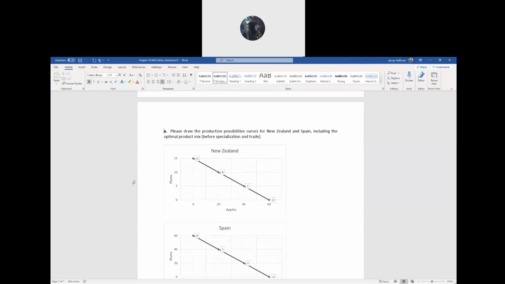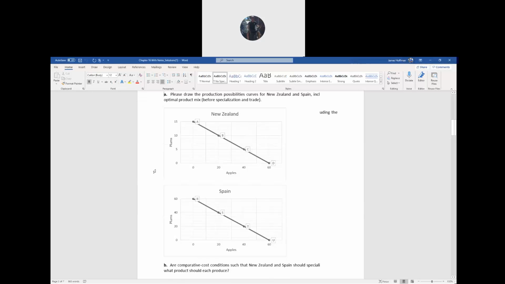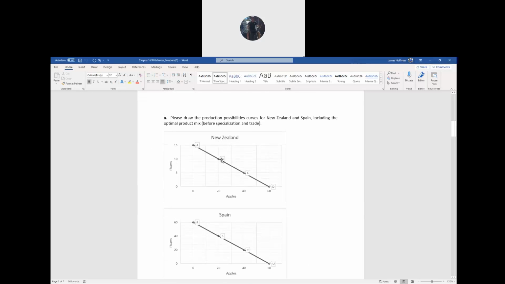Okay, so part A is draw the production possibilities curve for New Zealand and Spain, including the optimal product mix before specialization in trade. You don't really have to, well, I guess I usually highlight it or make a little note, but you just have to draw the curve.